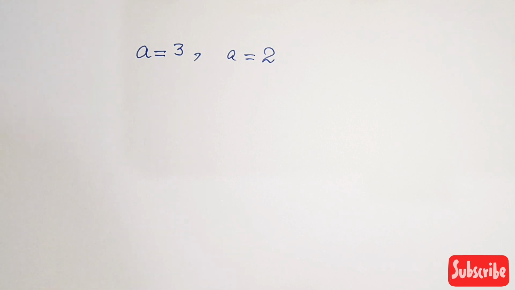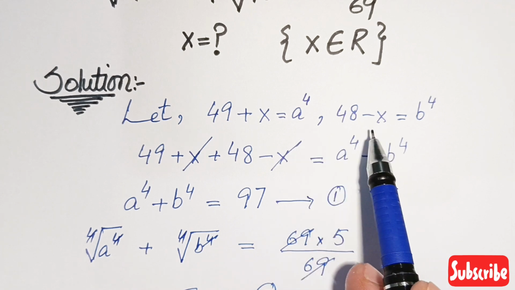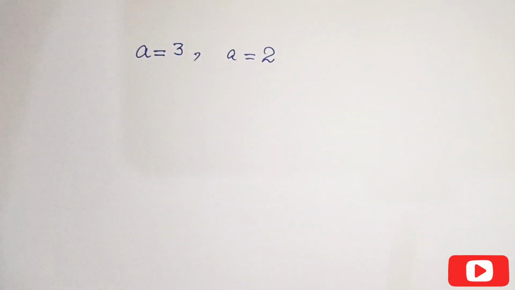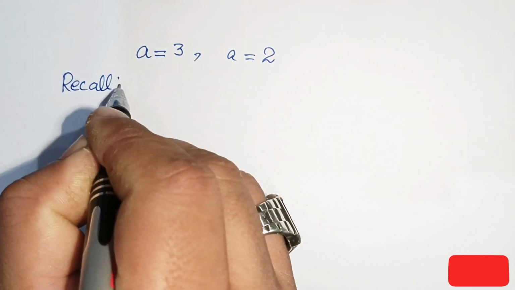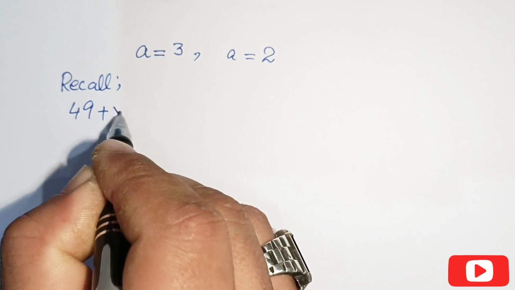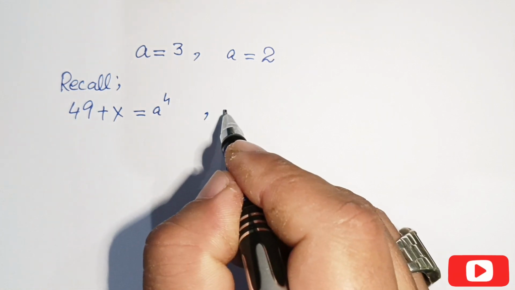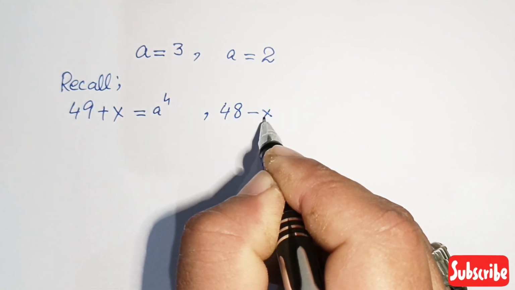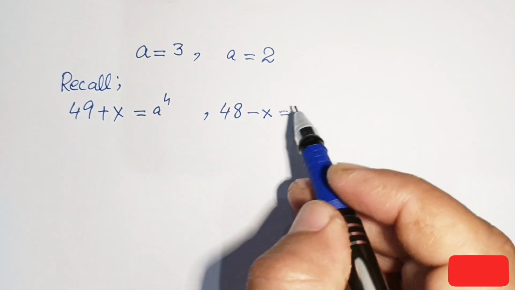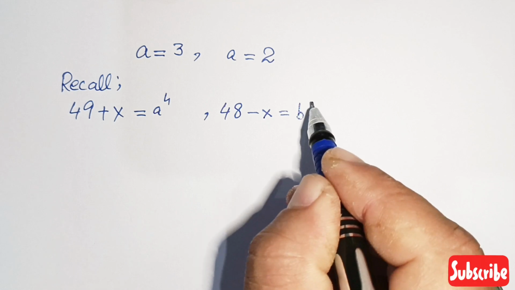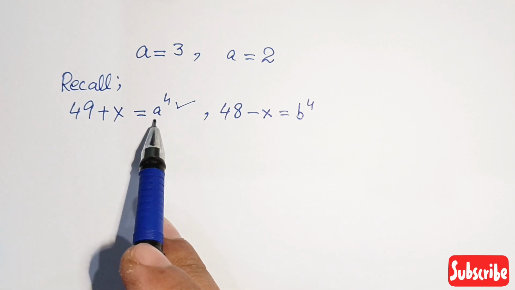So just recalling our supposition here, we have supposed that 49 plus x is equal to a to the power 4, and 48 minus x is equal to b to the power 4. So here we recall that 49 plus x is equal to a to the power 4. We have another one, that is 48 minus x is equal to b to the power 4, but here we only use the first one. Now we have to use only this one, because here we get a.